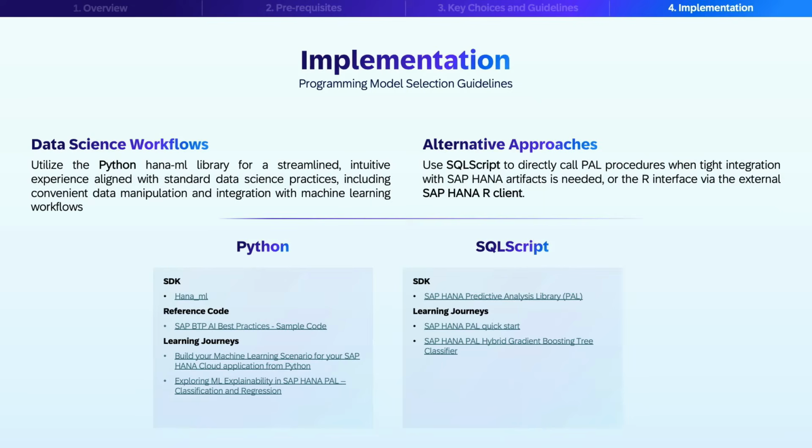For Python developers, the HANA ML library is recommended for interacting with the SAP HANA Predictive Analysis Library and automated predictive library algorithms. Reference code includes SAP BTP best practices sample code and SAP community blog posts like Build your machine learning scenario for your SAP HANA Cloud application from Python. For SQL developers, direct invocation of predictive analysis library procedures through SQL script is available when embedding logic within SAP HANA artifacts is a priority. Reference documentation includes comprehensive guides for diverse algorithms. Each approach provides full access to classification capabilities while allowing you to work in your preferred environment.